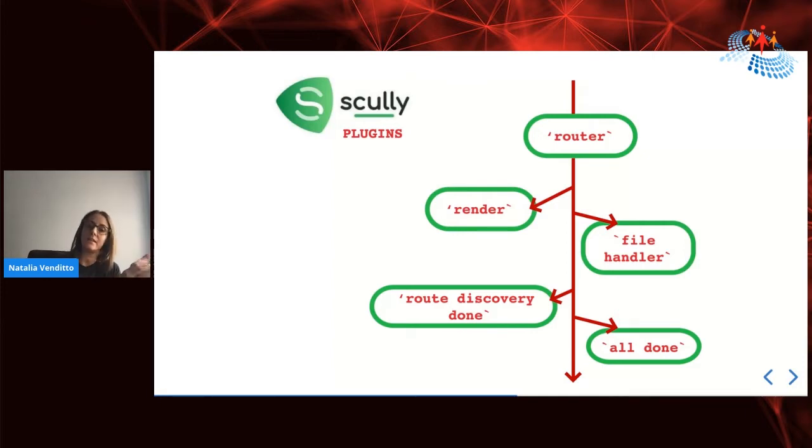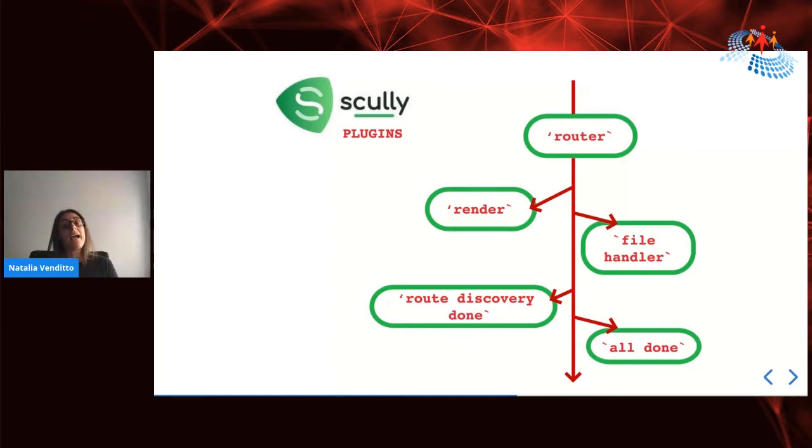So you have the router plugins that basically take care of the route discovery, or finding out what routes you have in your application. Then the render plugins that take care of transforming the HTML output. The file handler plugins used by the built-in content folder plugins that take care of different file document extensions, for example, Markdown. And finally, you have the routeDiscoveryDone and the allDone plugins that can trigger scripts or run processes when the route discovery or everything else is completed.